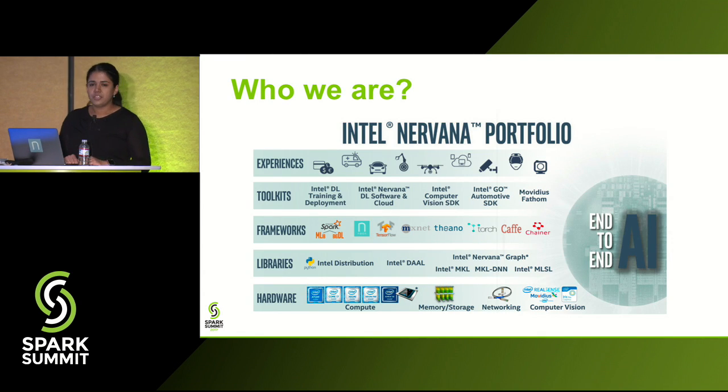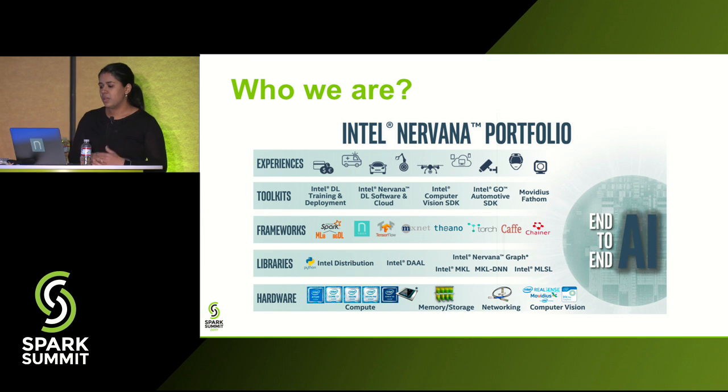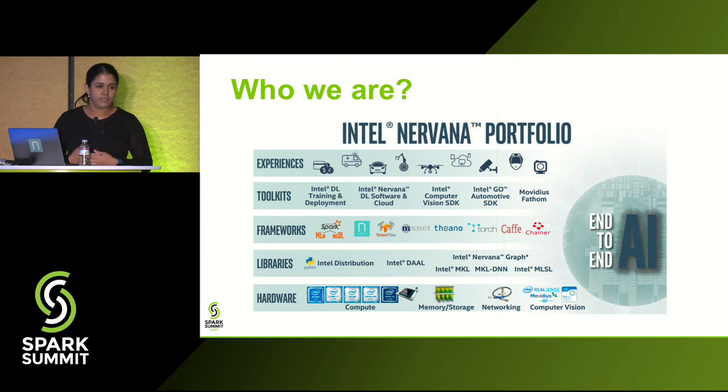A quick introduction about who we are. We belong to the Intel Nirvana AI products group, like I mentioned. Intel does a lot in artificial intelligence, ranging from experiences like autonomous driving, drones, and VR, to toolkits like the Intel DL training deployment and the Intel Nirvana deep learning software and cloud. That's the team we're part of. A lot of framework work as well, like optimizations.